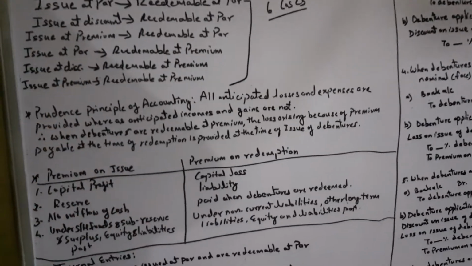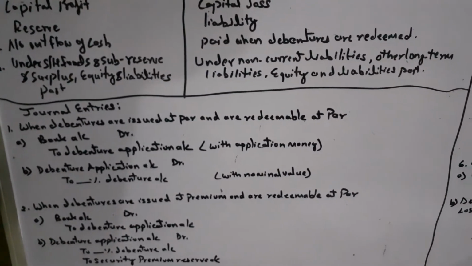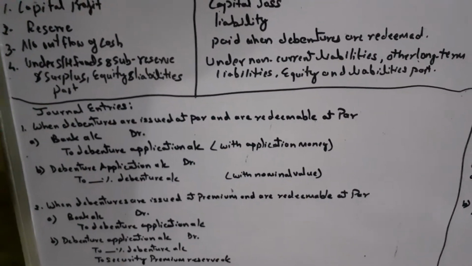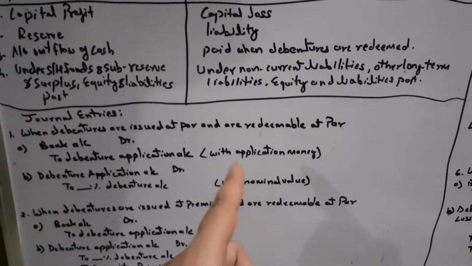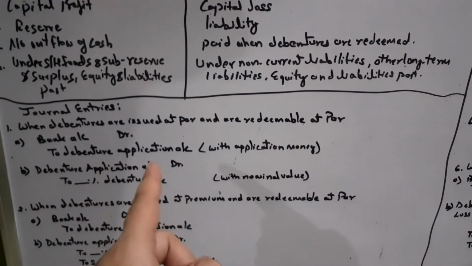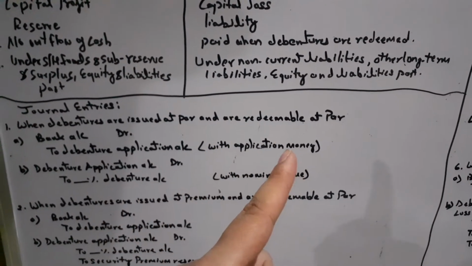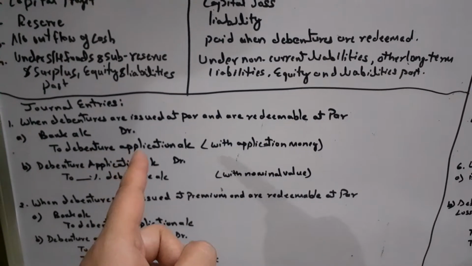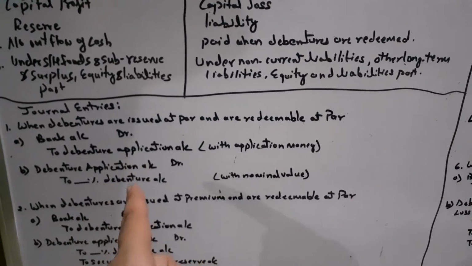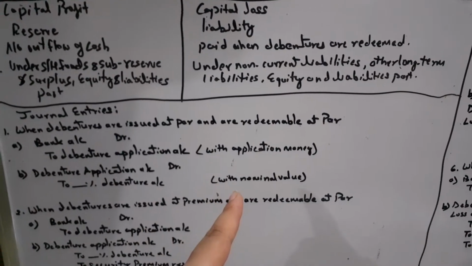Now let's see under each of these cases what journal entries are to be made. When debentures are issued at par and redeemed at par, what entry do we have to pass? First of all, bank account is debited to debenture application account. This amount is debited, and debenture application account will be credited with the application money. And since it is redeemable at par, the debenture application account, which was credited in the first entry, will now be debited to the percent mentioned in the question, to debentures account with the nominal value.